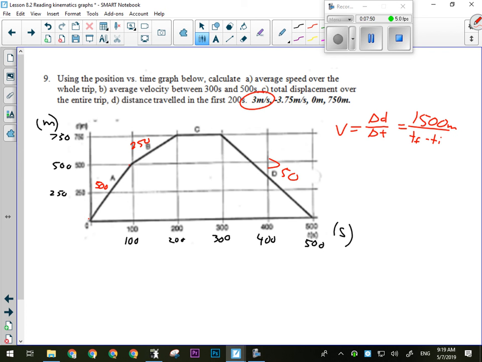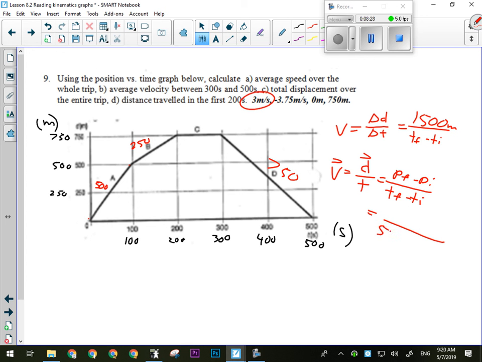All right, part B wants to know the average velocity between 300 and 500 seconds. Velocity is the total displacement divided by the total time. That means final position minus initial position over final time minus initial time. And this is what tripped people up on this question. A lot of people wrote 500 seconds for the time. That's the final time. What was the initial time for this question? 300. It wants to know the average velocity between 300 and 500 seconds.